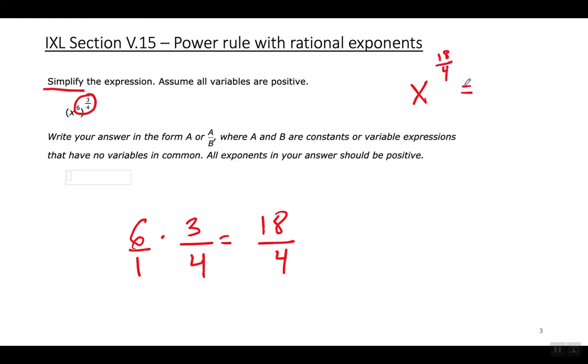However, that fraction can be simplified. If I divide the top and the bottom by 2, I get my simplified answer, which is x to the 9 over 2 power.